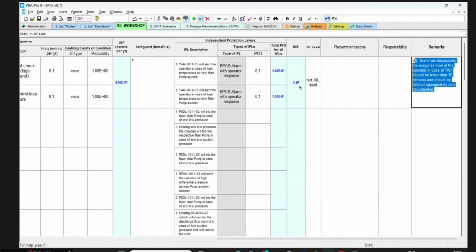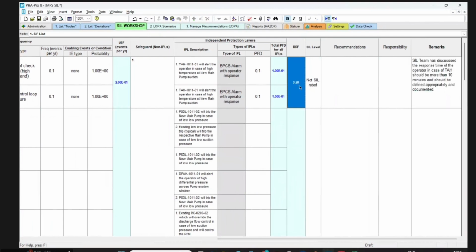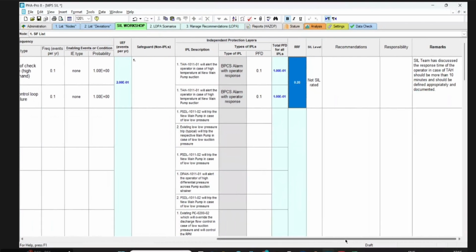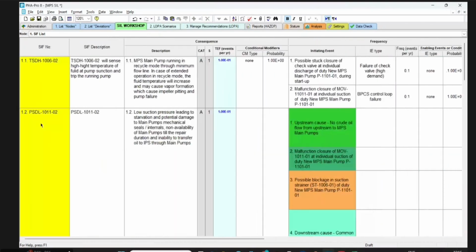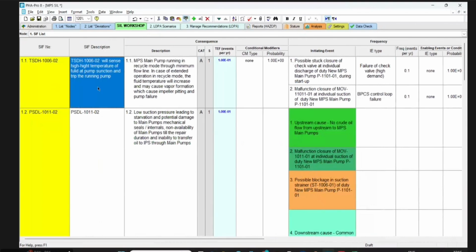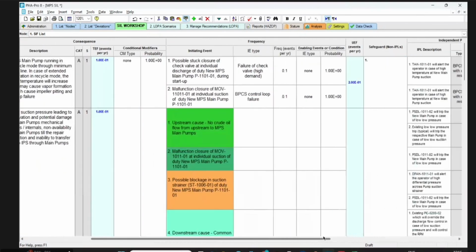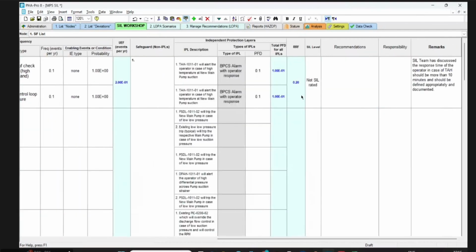So guys, here the RRV is less than 1. Even very less than 1, that means this is not SIL rated. There is no need for any rating for this SIL. But as per ADNOC standard, any sheet should be and must be minimum SIL 1. So I will put in the chairman remark that even if there is no SIL rated, nothing is required, but we have to maintain the minimum rating of SIL 1.